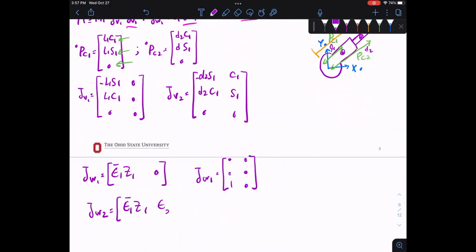J omega 2 is Z1, Z2. Now, what is J omega 2? I promise you, I will let you leave after you've done this. So the first part is just like that, right? 0, 0, 1. Tell me what is the second one? Still 0. Why? The prismatic joint. See, the nature of them are different, right? But it's the same 0, 0, 0.